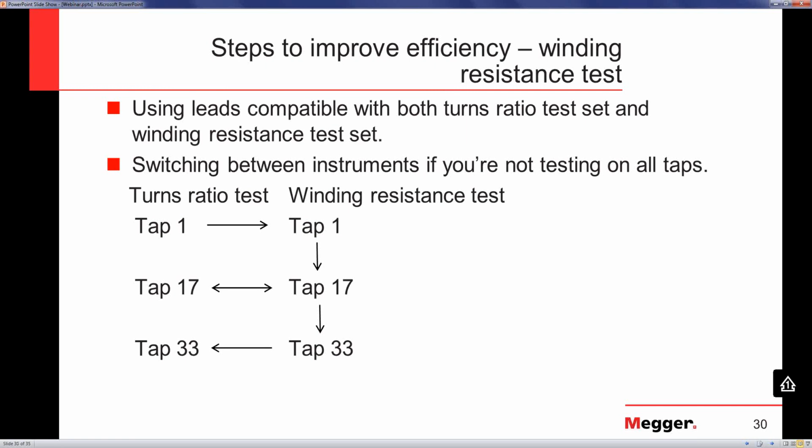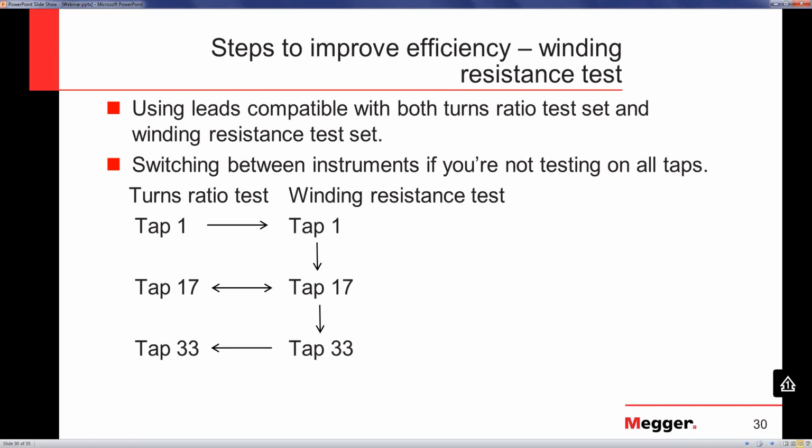Using leads compatible with both turns ratio test set and winding resistance test set. If you have two test sets and a single set of leads which is compatible with both, what you can do is start off with the turns ratio test, and once you're done with the test, just switch from the TTR test set to an MTO test set or winding resistance test set, and do the winding resistance test. So it'll be a one-time connection thing.